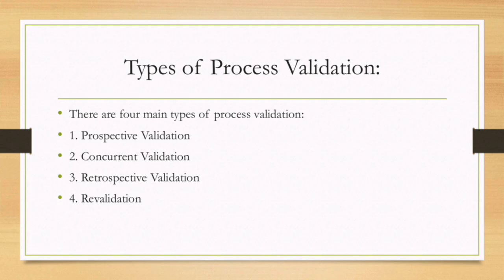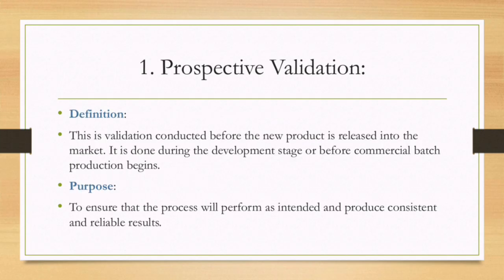There are four main types of process validation. First, prospective validation. Second, concurrent validation. Third, retrospective validation. Fourth, revalidation. First, prospective validation. Definition: this is the validation conducted before the new product is released into the market. It is done during the development stage or before commercial batch production begins.